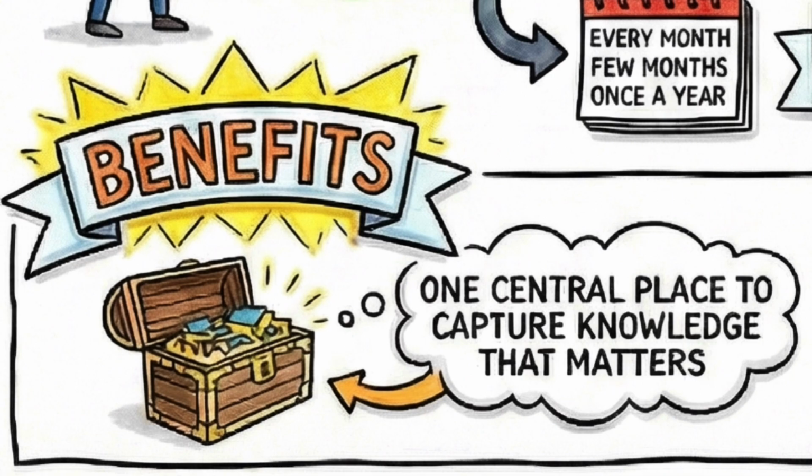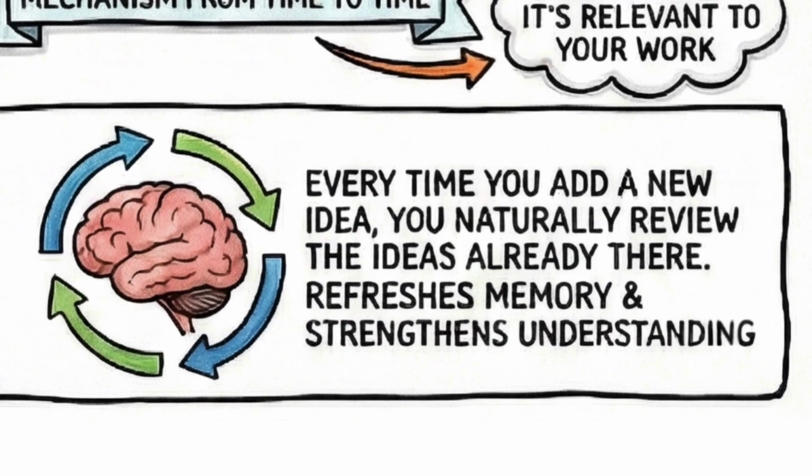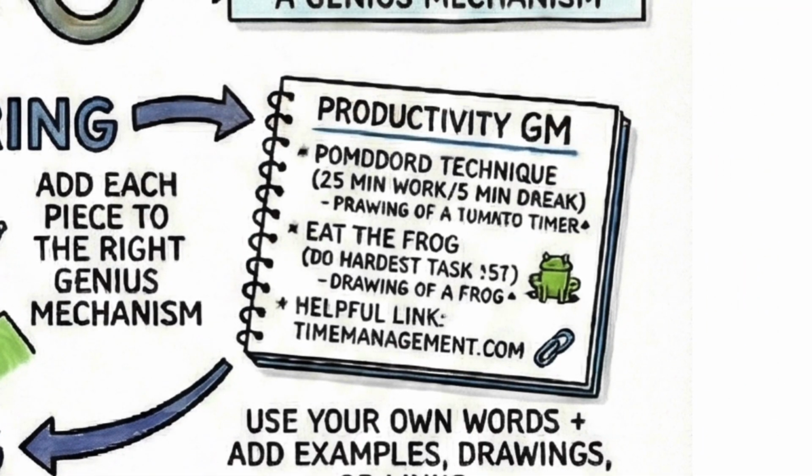And here's one of my favorite reasons for doing this system: every time you add a new idea to a genius mechanism, let's say, for example, you learn a new productivity idea, and you open up the productivity genius mechanism and you add that idea to it, you are going to, by nature, just expose yourself to all the ideas that are on that genius mechanism already. You're going to review it right then and right there as you're adding the new idea. And because you're doing that, you are refreshing your memory about that idea.